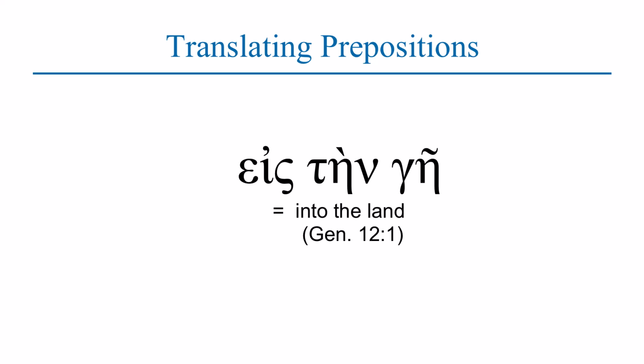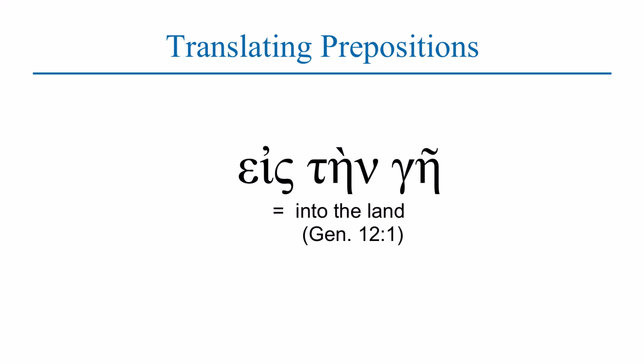We're going to be looking at some phrases in Greek that show how you can apply what we've learned, that show how to translate prepositions. The first one is the phrase eis ten ge. You remember that the preposition eis means into. So what you have there is the preposition eis, meaning into, and the definite article ten, and then you have ge. Ge means earth or it means land.